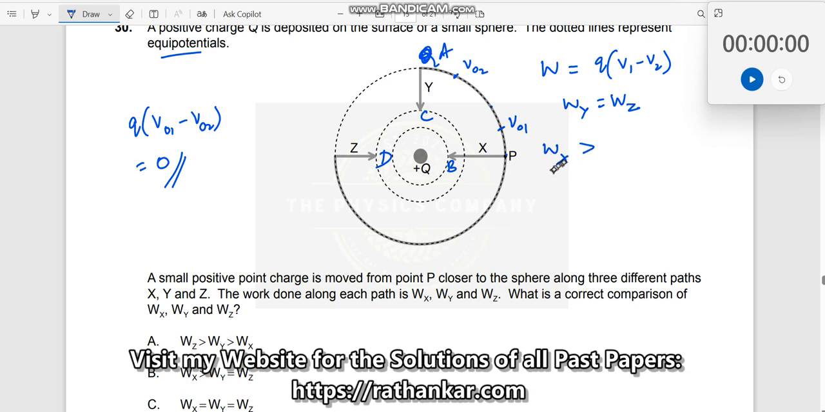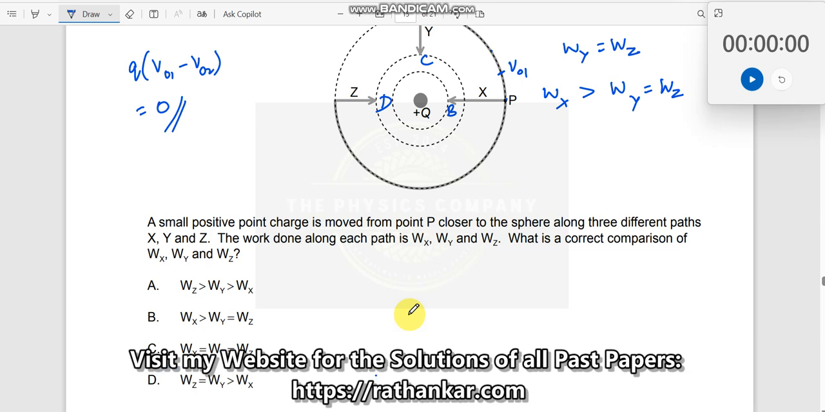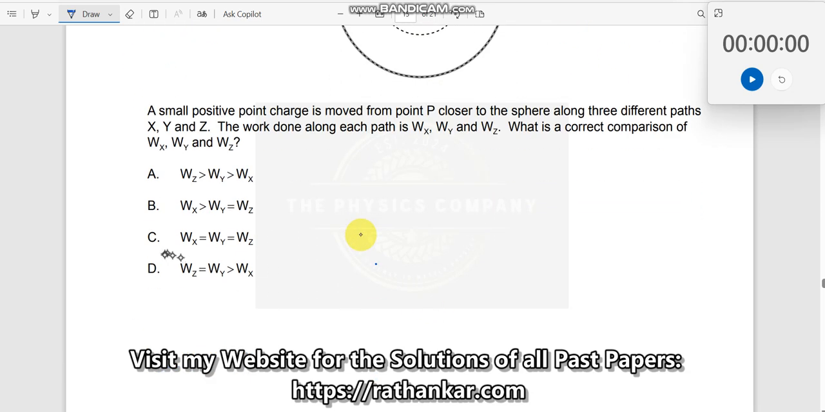So the right answer would be Wx. It takes a larger distance, so more work is done, greater than Wy, which is equal to Wz. Now let us look at the options here. Wx is greater than Wy is equal to Wz. So the answer B is the right option.